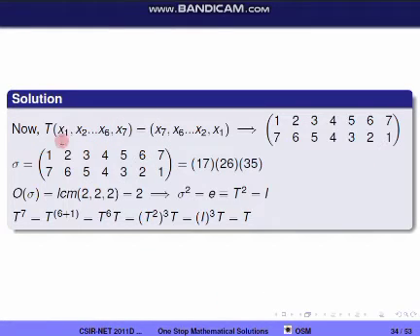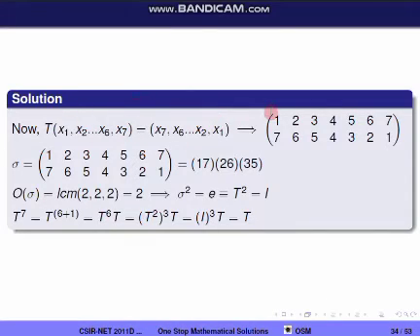Now T of x1, x2, etc. up to x7 is equal to x7, x6, etc. up to x1. Here we see that the first element is mapped to the 7th element, the second element is mapped to the 6th element, etc., up to the 7th element being mapped to the first element. This is of the permutation form.